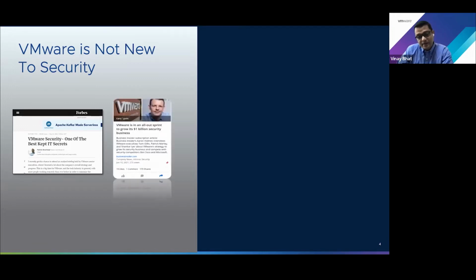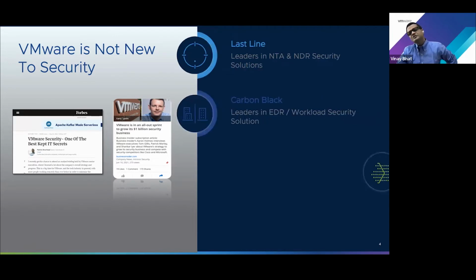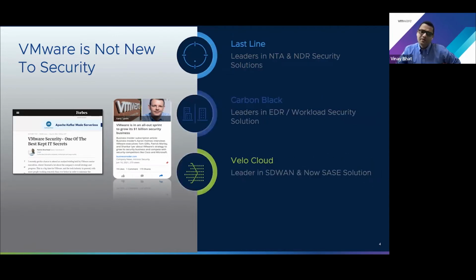This is another article that came out about a year back, where VMware mentioned a $1 billion investment into this business. Now you can imagine a company like VMware investing $1 billion in the security business, which clearly shows the intent from VMware, and obviously it clearly shows that security is one of the largest revenue drivers for VMware. So it's a significant element for VMware. Now, how does VMware do this? There were certain organic and inorganic things that happened in the past.